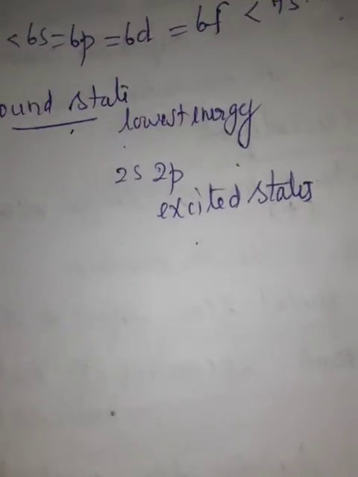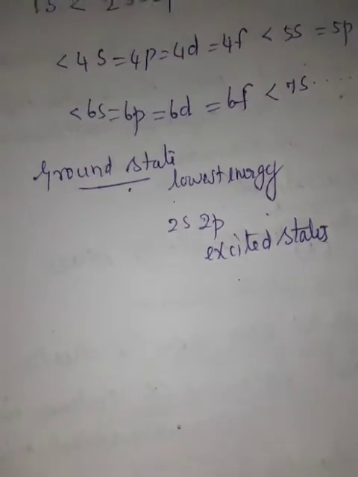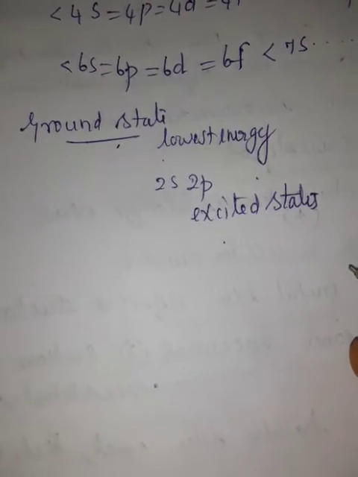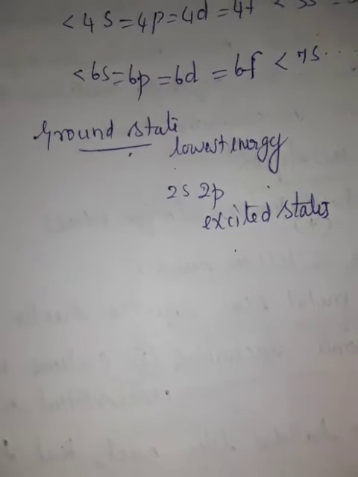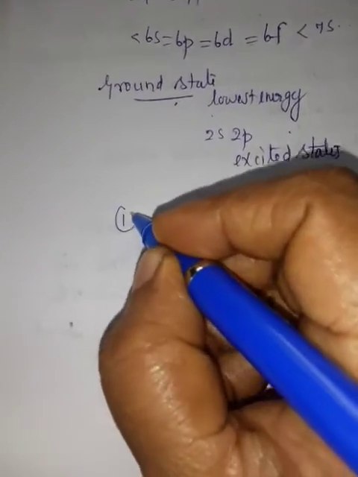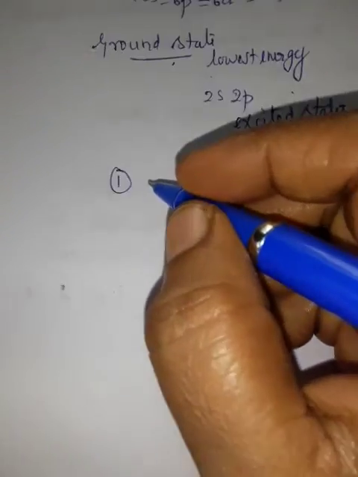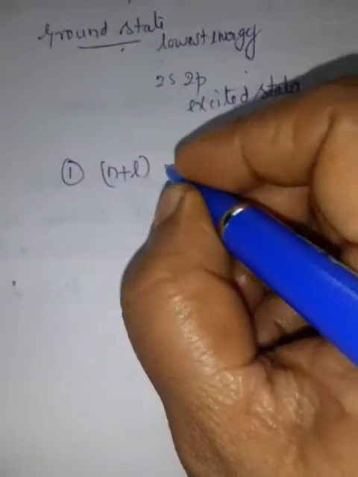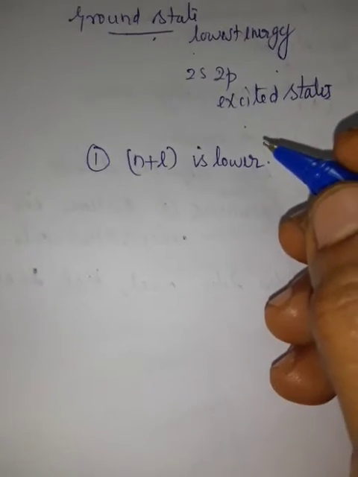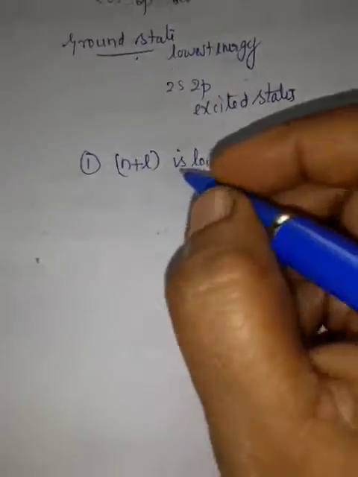But the above order is not true for other atoms, for multi-electron atoms. Multi-electron atoms means atoms having many electrons. For such systems the Schrödinger equation is quite complex. So for these systems, the relative order of energies of various orbitals is approximately given by the rule called the n plus L rule. So what is the rule? First rule: the electrons are filled in the orbital which has the lower n plus L value. This is the first rule.